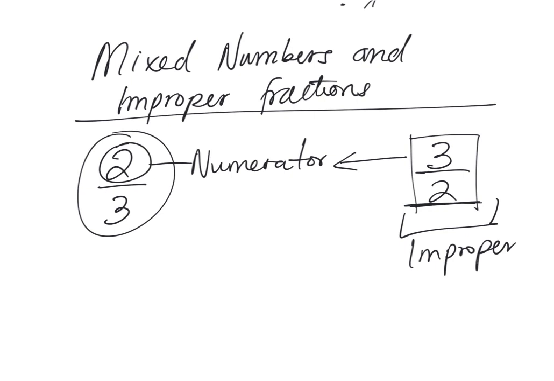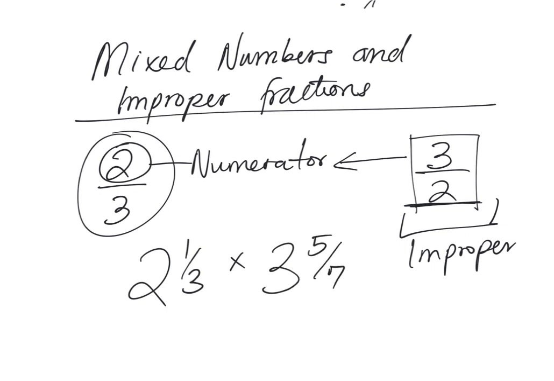I think, personally, one of the important pieces of working with fractions is knowing when to switch from mixed numbers to improper fractions and improper fractions to mixed numbers. Whenever you're given a problem like 2 and 1/3 times 3 and 5/7, it might be a good idea to change those into improper fractions, multiply them, and then leave your answer back in mixed numbers if you want at the end.